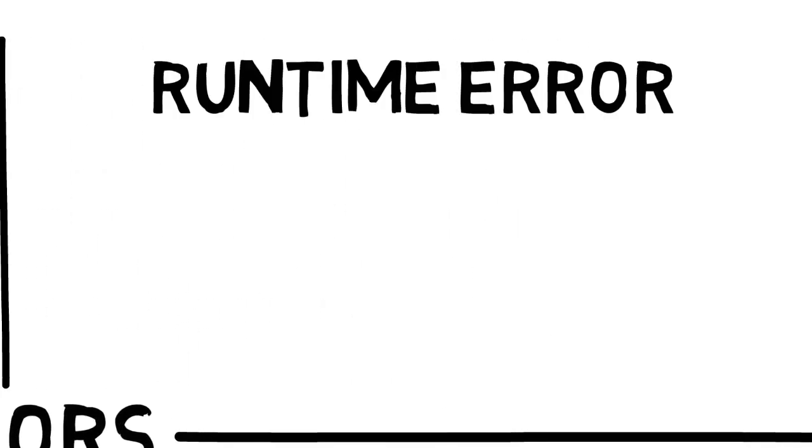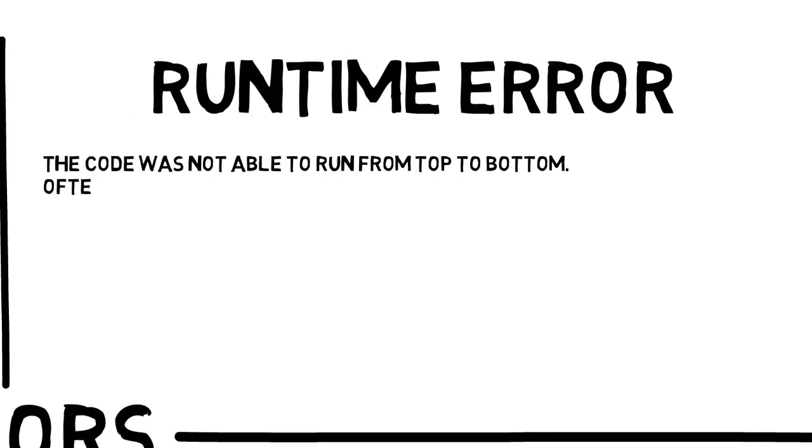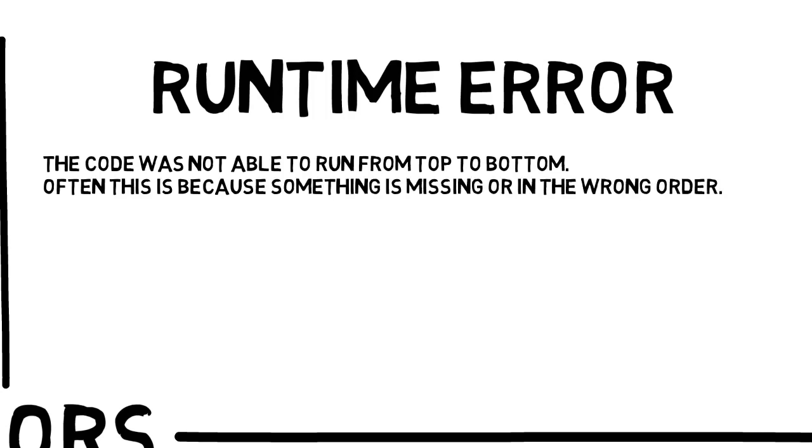Another type of error is a runtime error. This is an error that happens when the program attempts to run. In this example, all the grammar of the code is correct, but it still cannot run from top to bottom.